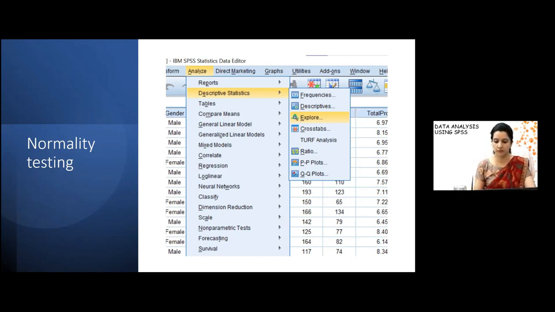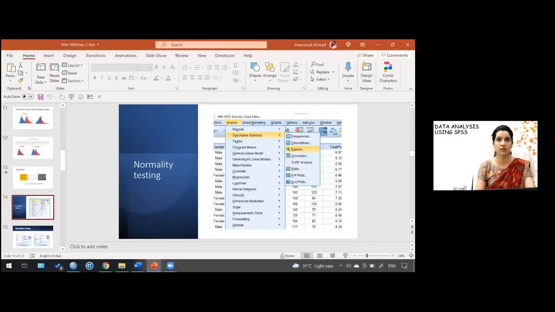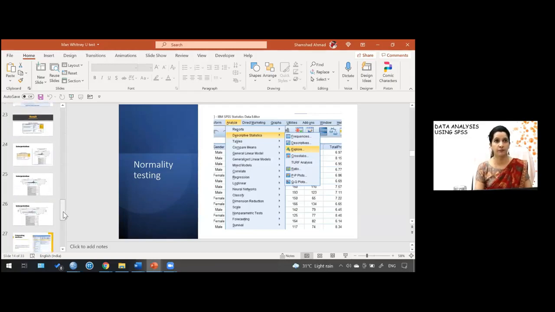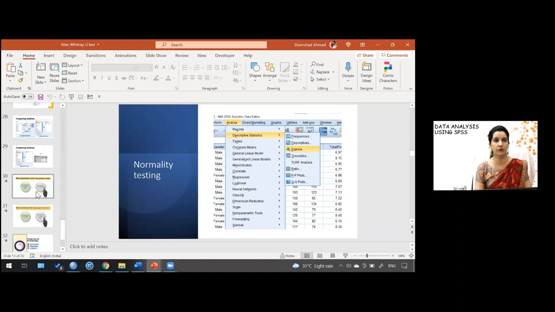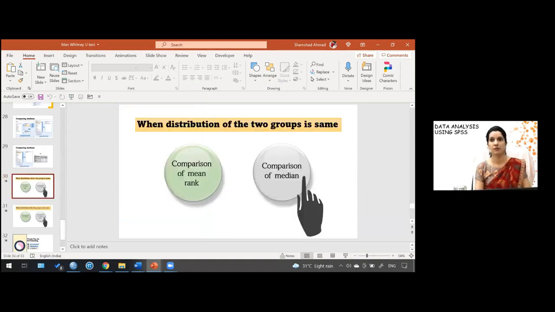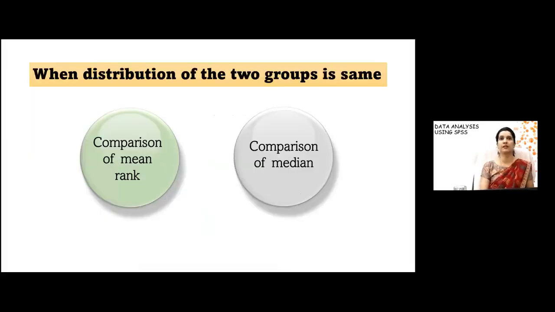I'll go before that. These are all commands. I want to make one important point at this point of time. If the distribution of 2 groups are equal, then what should be the comparison? In this Mann-Whitney, we compare 2 things. We compare either the mean rank or we do the comparison of median.